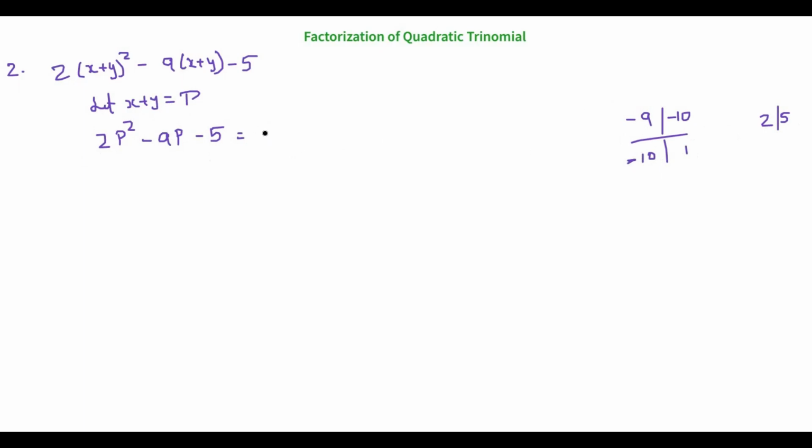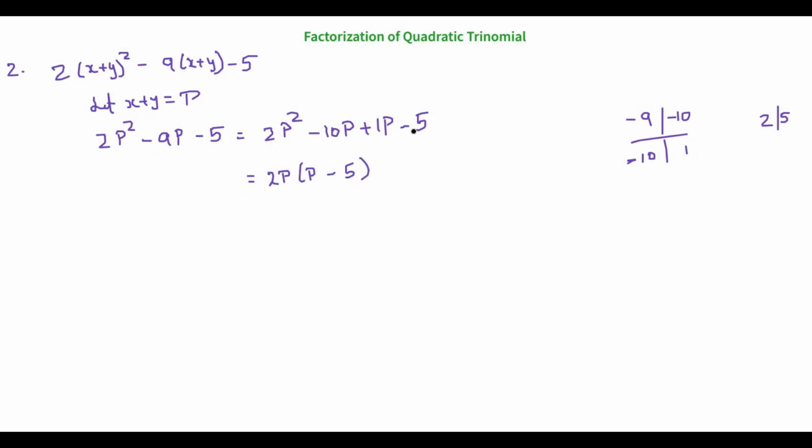Now let's factorize. It will be the same procedure. 2p square will remain as such. -9p can be written as -10p plus 1p, minus 5. These are all similar steps. Now we take the common numbers. 2 is common because 2 is divisible into 10, and p is also common. So what is remaining? p is remaining. Minus 10 divided by 2 is 5, so I will write a 5. p is already taken out, so I will not write a p.